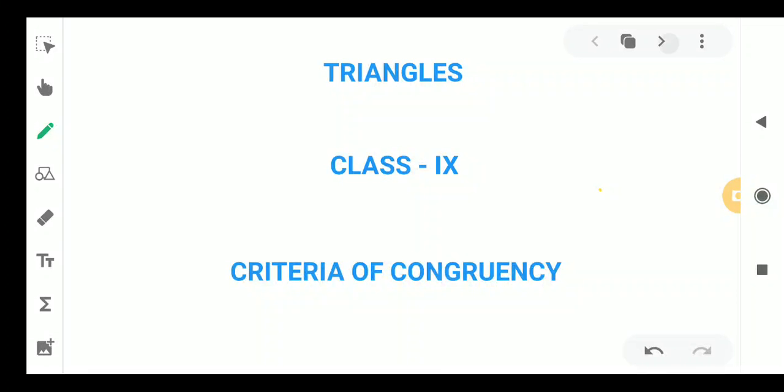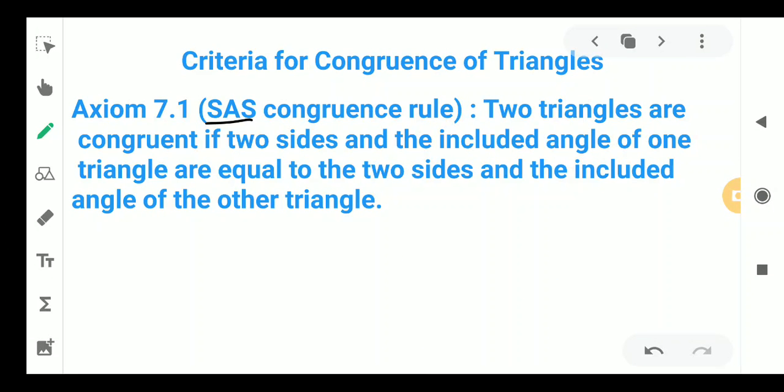Now, there are certain criteria for congruency. Right now, we are going to discuss two criteria for congruency. The first is SAS congruence rule. SAS congruence rule states that if any two sides and the included angle in one triangle are equal to the corresponding two sides and the included angle of another triangle, then we can say the two triangles are congruent by SAS congruency rule.